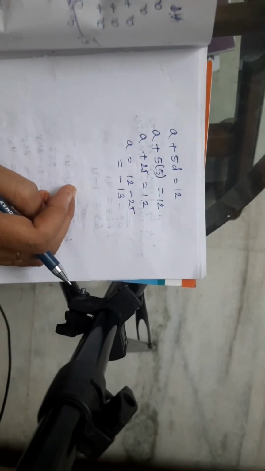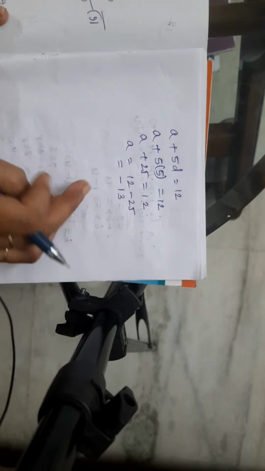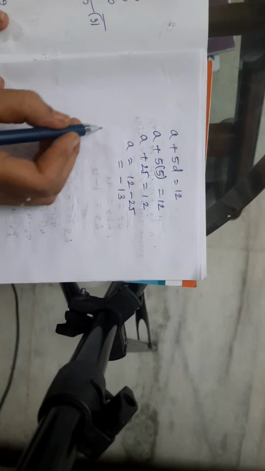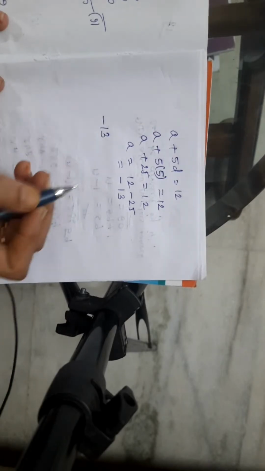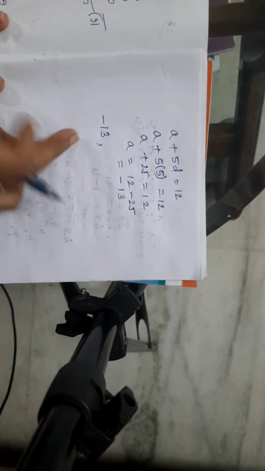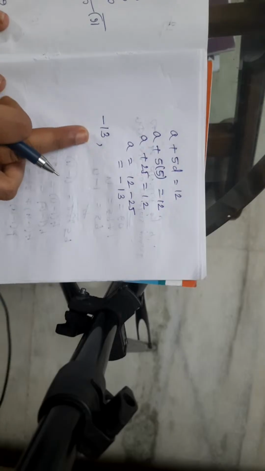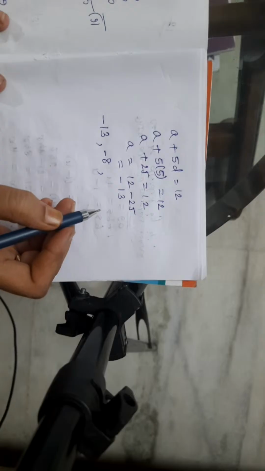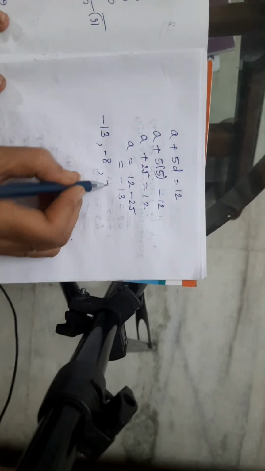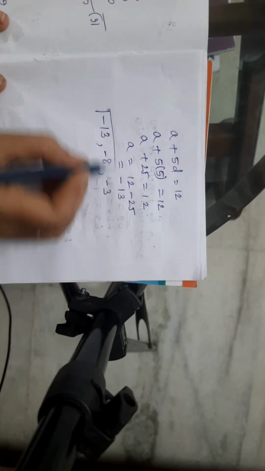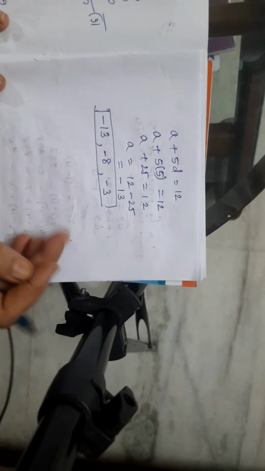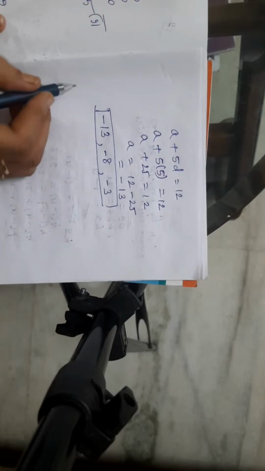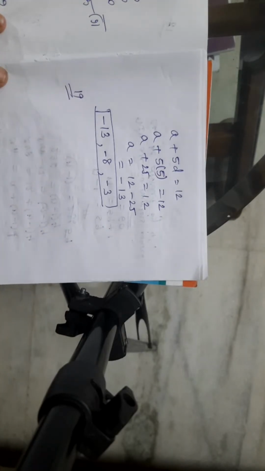We need to write the first 3 terms. We got the values of a and d. So how to make the first terms? Your first term will be minus 13. Subtract d from that: if 5 is subtracted from 13, it will be minus 8. Again 5 is subtracted, so it will be minus 3. So this is the sequence where we needed to find the terms. So we completed question number 18. Let's move on to the 19th one.